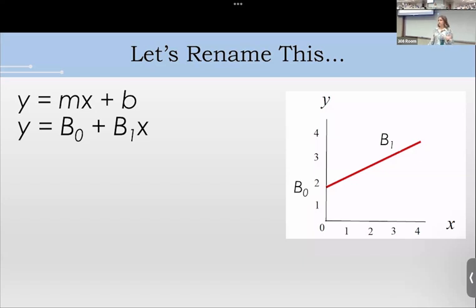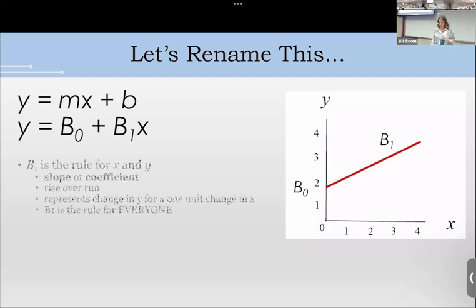And for some reason in algebra, they like to write mx first and then b. Who knows why they do that? Maybe to screw with you when you get to grad school. I don't know. But notice nothing's different here.